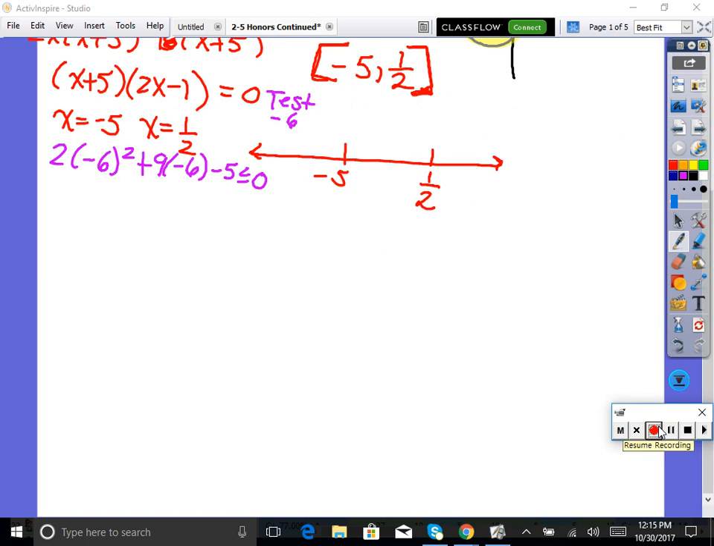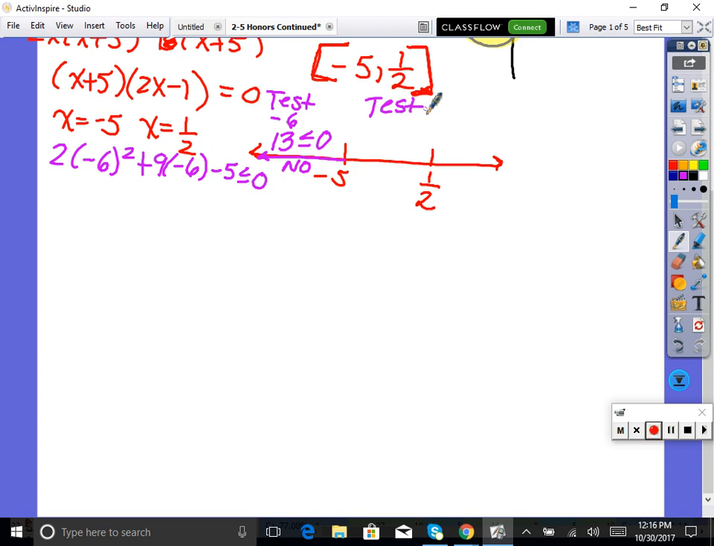You got 13? Okay. So when we tested negative 6, we got 13. Is 13 less than or equal to 0? No. So we know that this is not in our solution set, this interval. Does that make sense, everybody? Yes. Now let's test a value between negative 5 and 1/2.